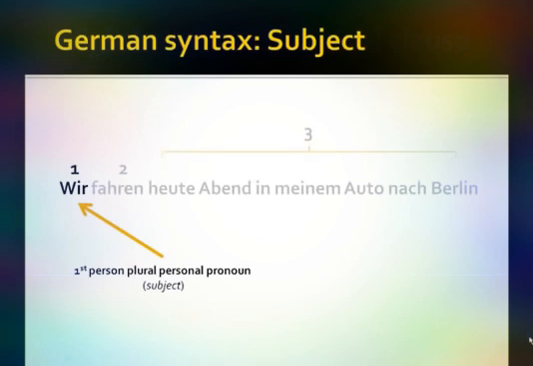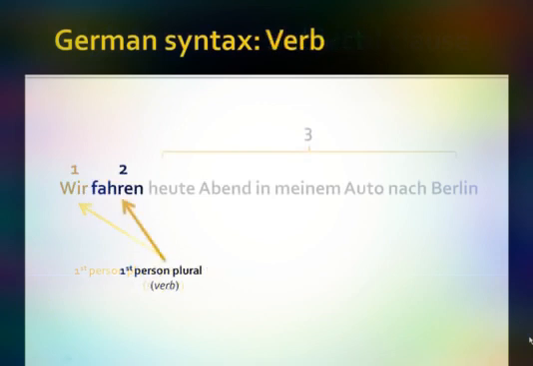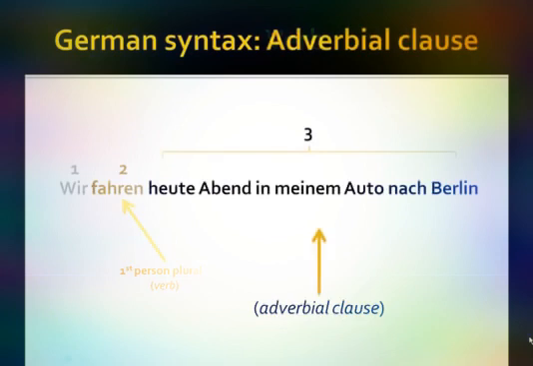Wir. First person, plural, personal pronoun, subject of the sentence. The actor, the primary agent performing the action. So what is this person doing? Fahren. First person plural verb. Second component in the sentence. So far the same thing that we had in English. Wir fahren, we will drive. Now let's look at the third part. The third component of this sentence. Heute Abend in meinem Auto nach Berlin.